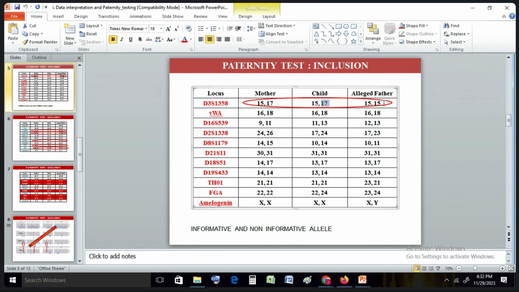Sir, what if the 15 comes from the father? I'm coming there. I'm coming there. First, you assume that 15 is coming from the mother. Assume. Then it is a mismatch result. Understand or not?